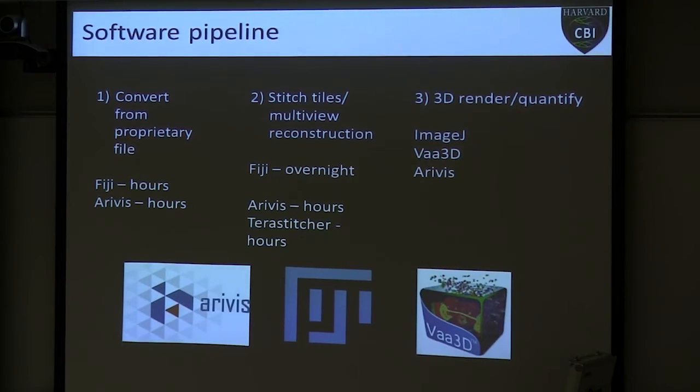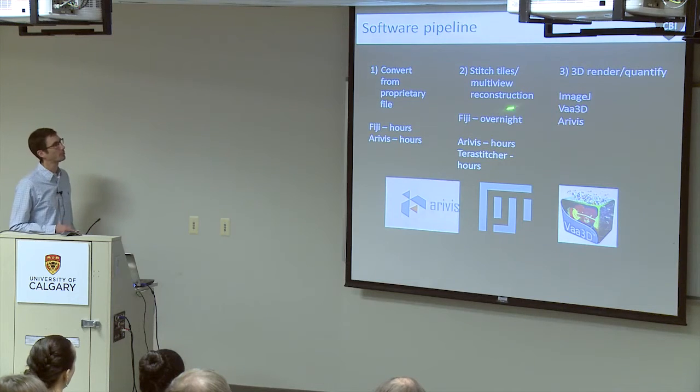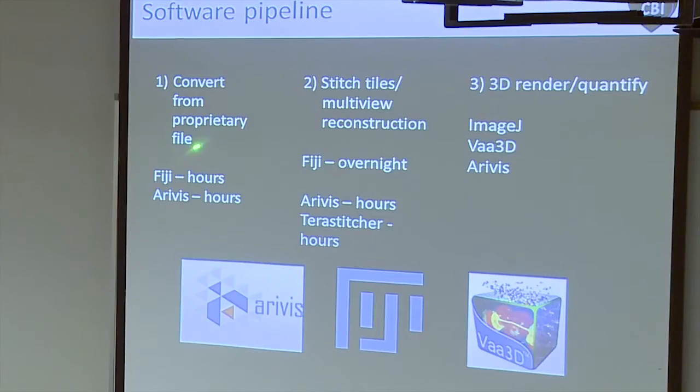Okay. So then the next thing you have to do is somehow process this data and deal with it, right? And so this is generally a 3-step process. Step 1, with all data processing, we usually have to convert from some sort of proprietary file type that comes off the microscope into something we can actually use. The second step is if we're doing a large tiled image of a large cleared tissue, we have to stitch those tiles together. Or if we're doing multi-view, we have to reconstruct all of those multi-views on top of one another. And then finally, we're doing some 3D rendering or some quantitation of that data, right?